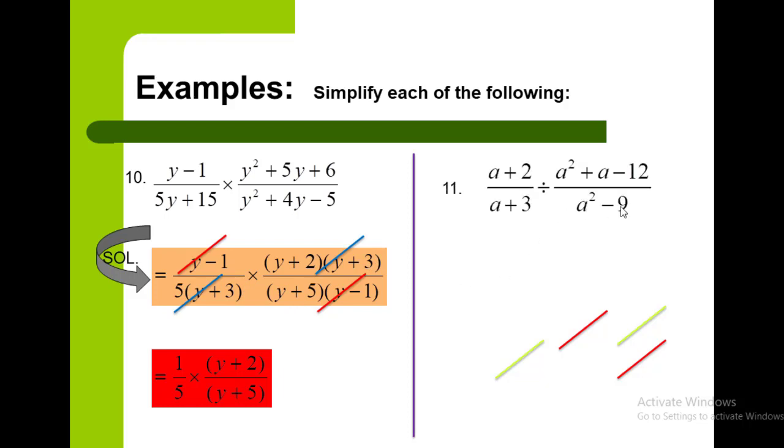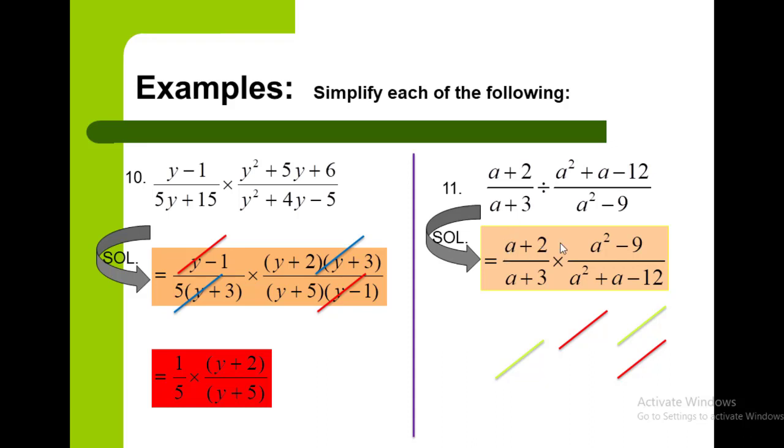Then another example. Simplify (a plus 2) over (a plus 3) divided by (a squared plus a minus 12) over (a squared minus 9). Solution: (a plus 2) over (a plus 3), we will change the division operation into multiplication, and we will write the reciprocal of the second expression, which will be (a squared minus 9) over (a squared plus a minus 12).